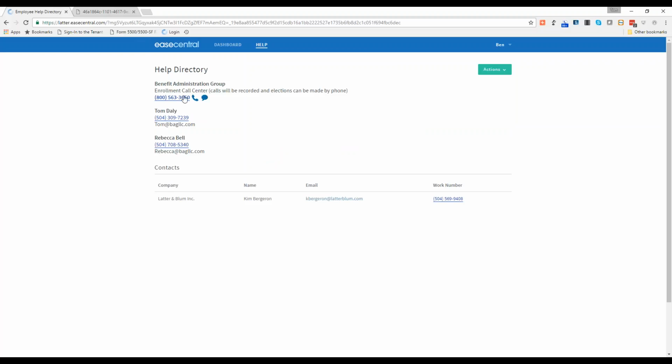We've put a little help link up here at the top where we've listed our contact information. We have an enrollment call center that we've kept open for you. All calls made to that will be recorded, and elections can be given over the phone using that number, but we've also included both my direct line and my email address, and Rebecca Bell's direct line and email address. We're all very well aware of the different benefits that are being offered to you, and we're happy to answer any and all questions you would have relative to both the enrollment process or any of the coverage options that are being offered to you.